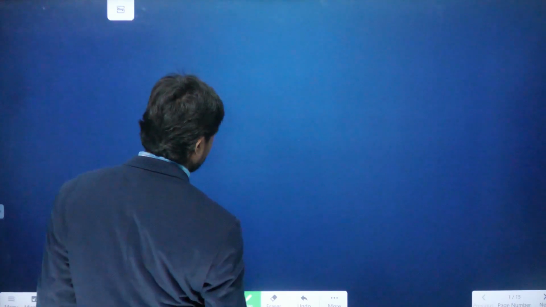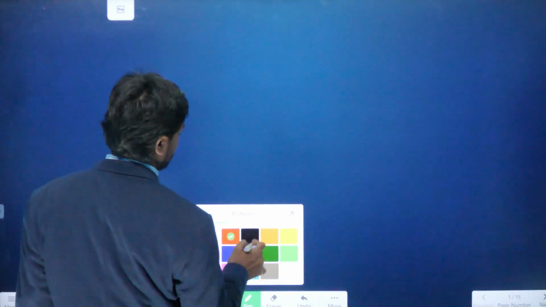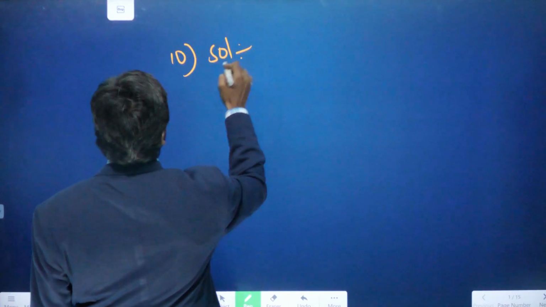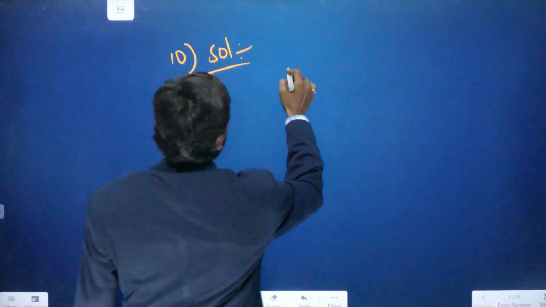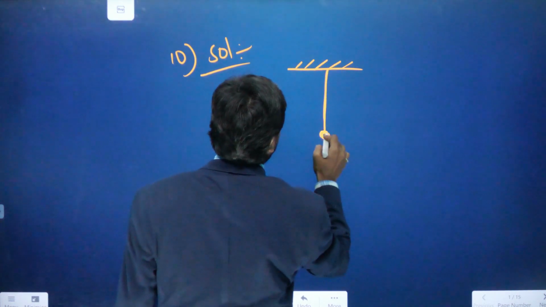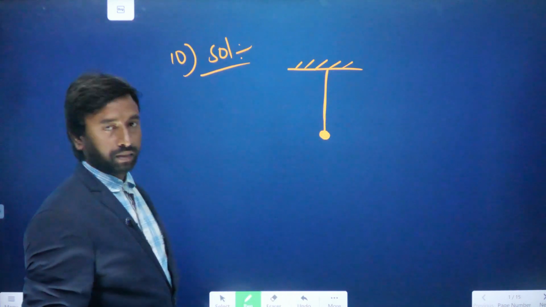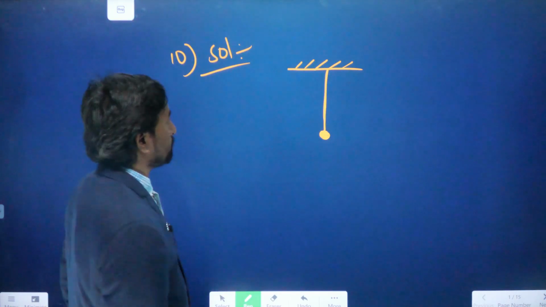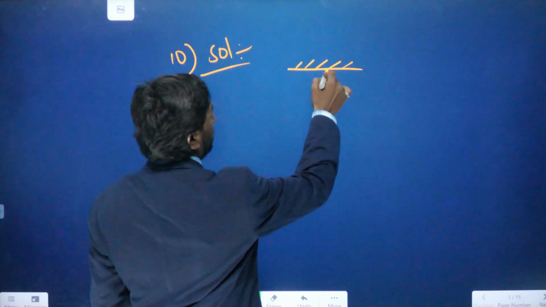Now the 10th one, the displacement of a particle in SHM in one time period. So this one we see here, the 10th solution. To understand this, we'll take the example of a simple pendulum. A simple pendulum is nothing but a small metallic bob suspended by a rigid support through an inextensible thread or a string, okay.